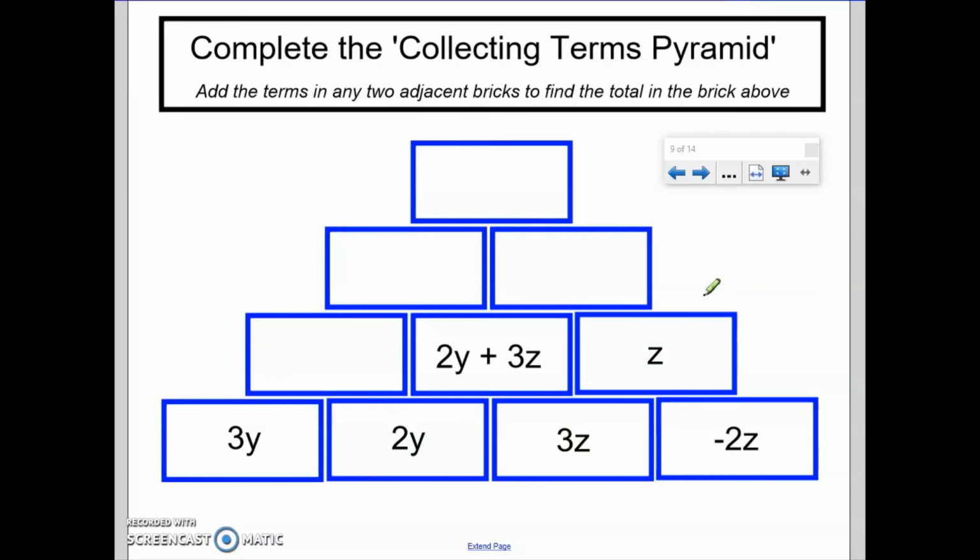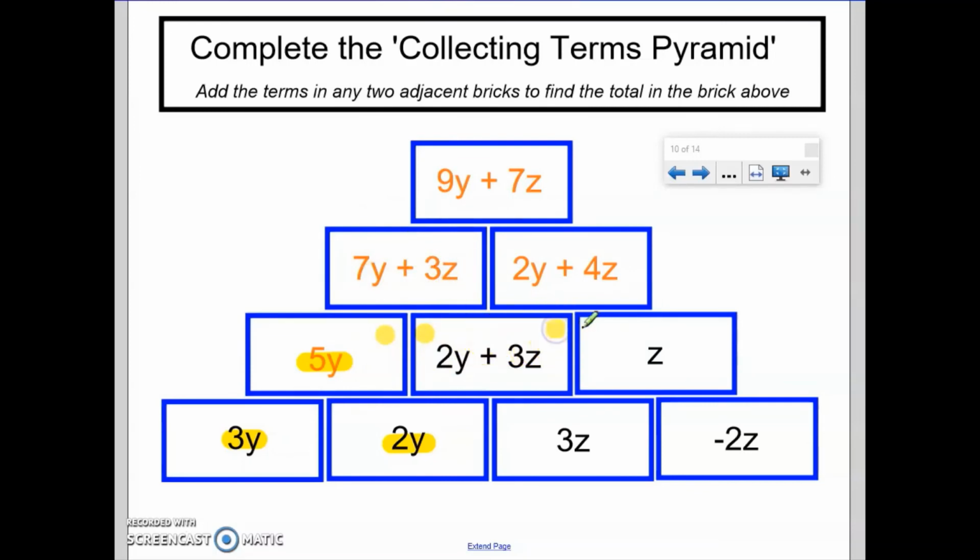Okay, welcome back to the video. I'll just go ahead and display my solutions to this pyramid. It looks like this. So if I just quickly talk through, 3y add 2y gives me 5y. And then this brick is going to be added to this brick. So 5y, add 2y, add 3z. That's going to give me 7y plus 3z, which is what's in this brick here.